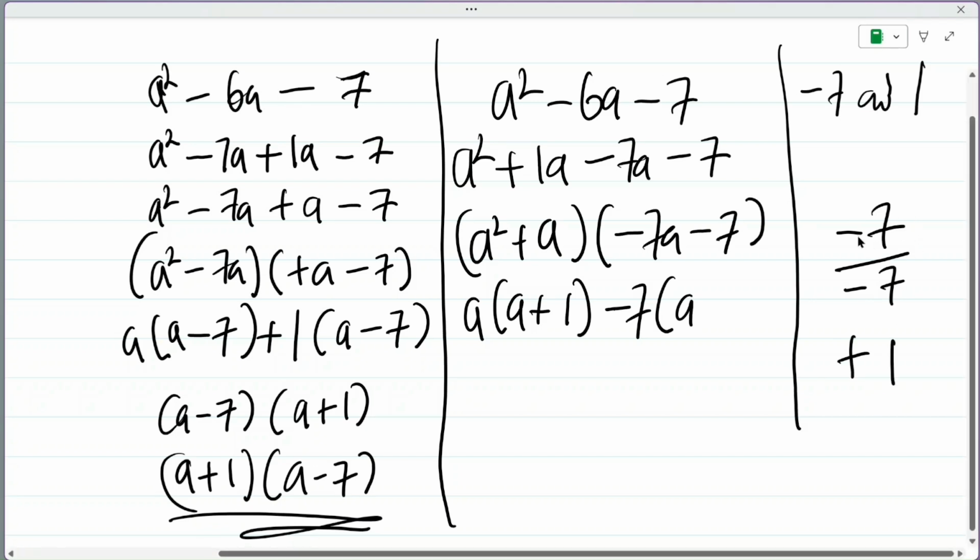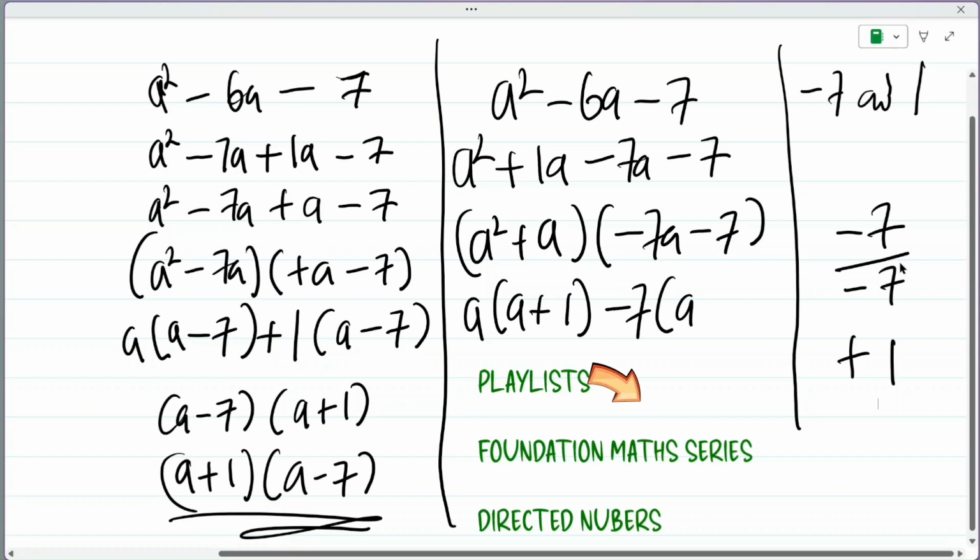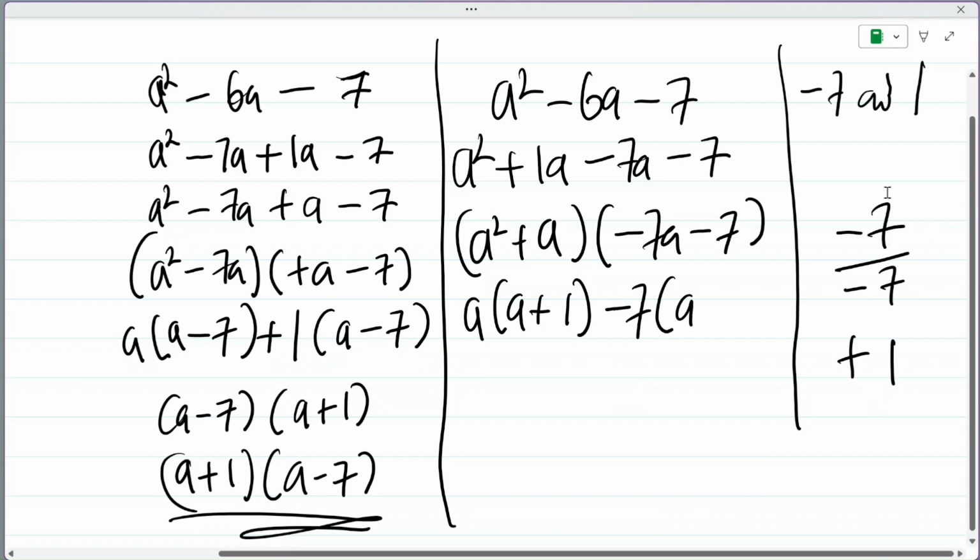If you're not good with the division of directed numbers, you can go to the playlist, go to the foundational math series and look for directed numbers. You see division and multiplication of directed numbers. There you get a better understanding of this. That's why we made the foundational math series, because all other math topics are built on it. So we have this as plus 1.